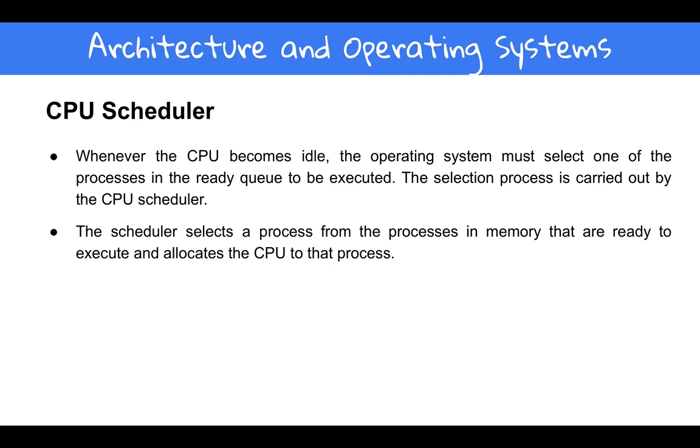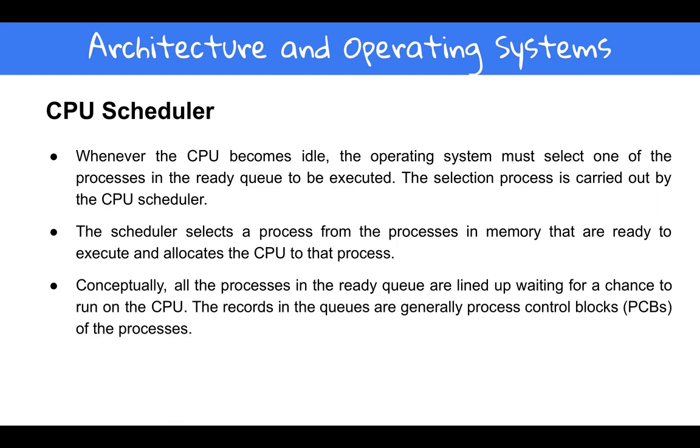The scheduler selects the process from the processes in memory that are ready to execute and allocates the CPU to that process, as I explained. Conceptually, all the processes in the ready queue are lined up waiting for a chance to run on the CPU. The records in the queues are generally process control blocks of the processes, we discussed it in the previous lecture. So what happens? These PCBs come to the ready queue, and it is the scheduler's job to choose the right one from the ready queue and execute it.